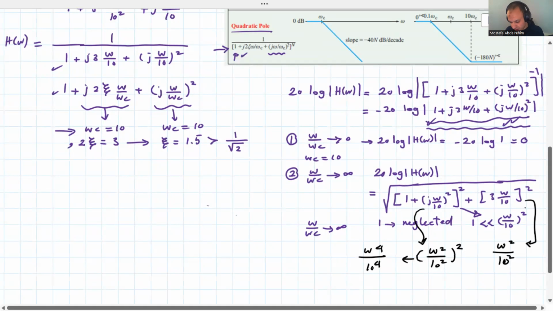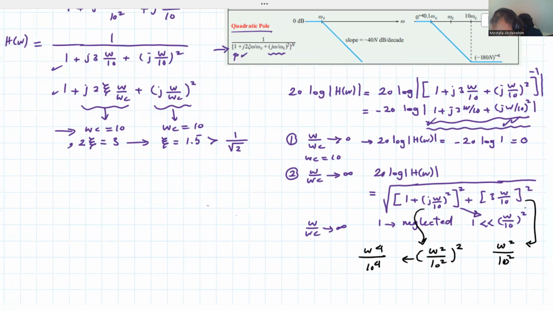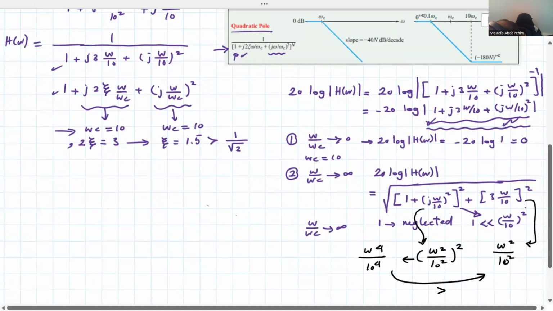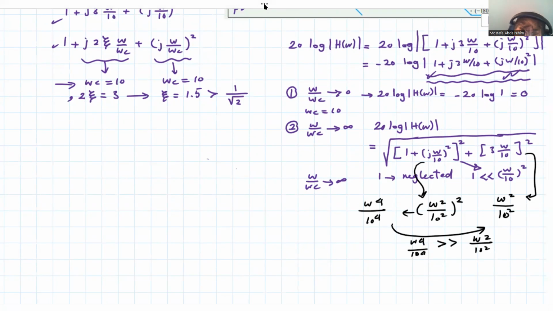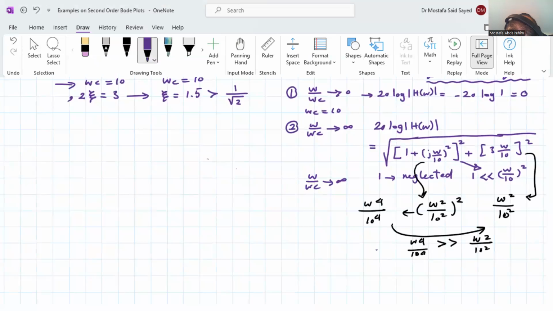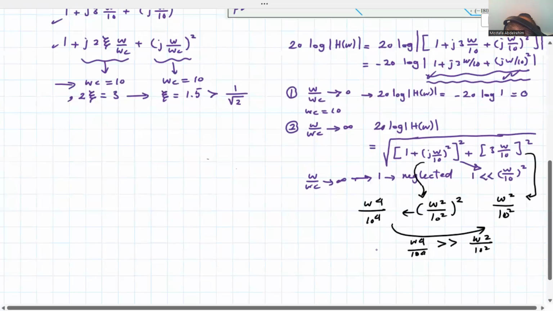And when omega over omega c tends to infinity, of course that term will be much higher than the other. So omega to the power of 4 divided by 10 to the power of 4 will be much higher than omega to the power of 2 over 10 to the power of 2. So that will also be neglected. Like this, with our original color. So that's the first result. The second result is that the 3 omega over 10 squared will be neglected as well.